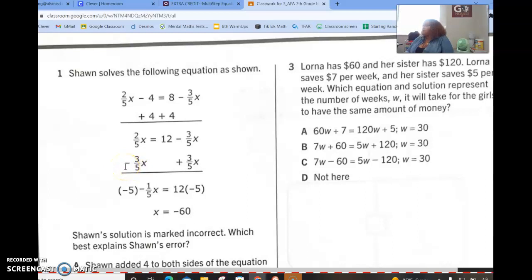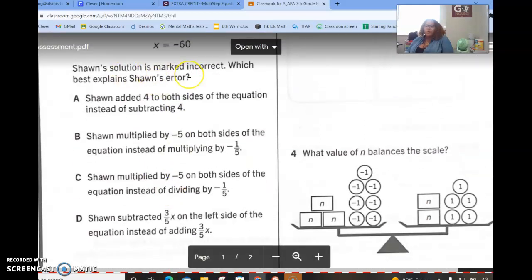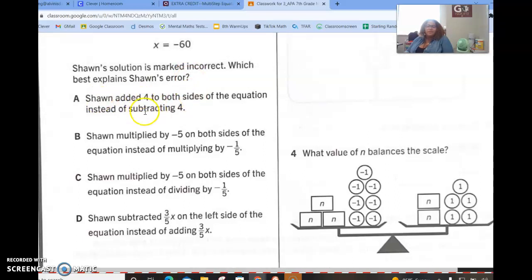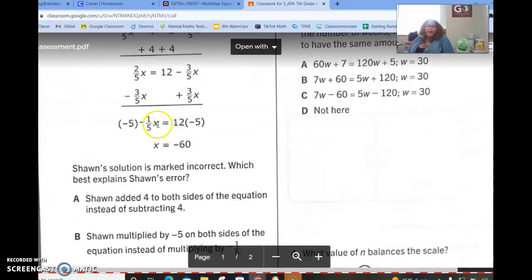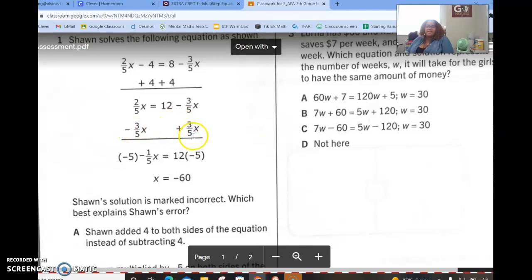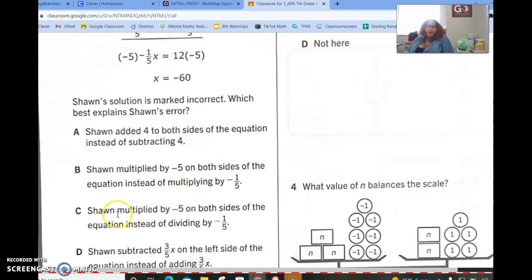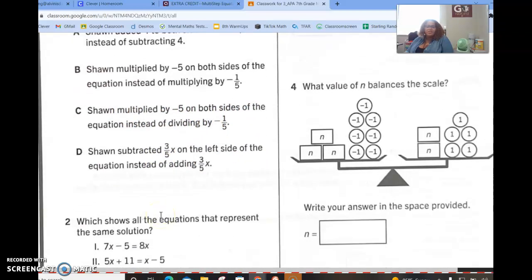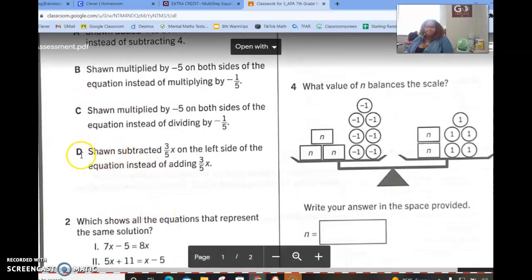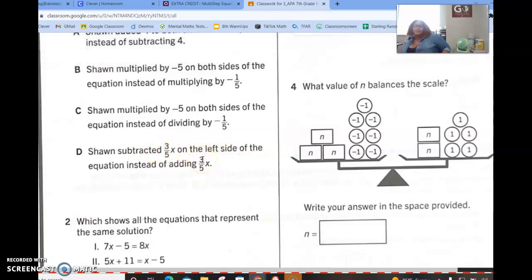Why? You got to do the same thing to both sides. And because this right here is wrong, then this step is incorrect, and therefore his answer is going to be wrong. So it asks which one is his error. Is it A, he added 4 instead of subtracting 4? No, that was correct. Multiply by 5 on both sides? No, that's correct because that's the denominator. He multiplied by -5 on both sides instead of dividing by... nope, that's still not it. So it's D. He subtracted 3/5 x on the left, but added on the right.